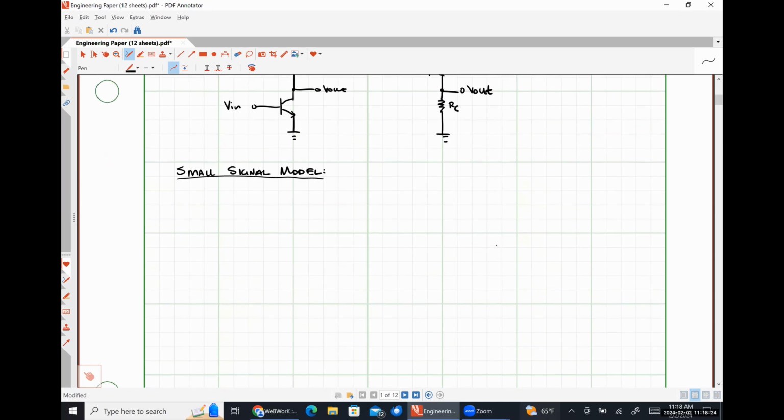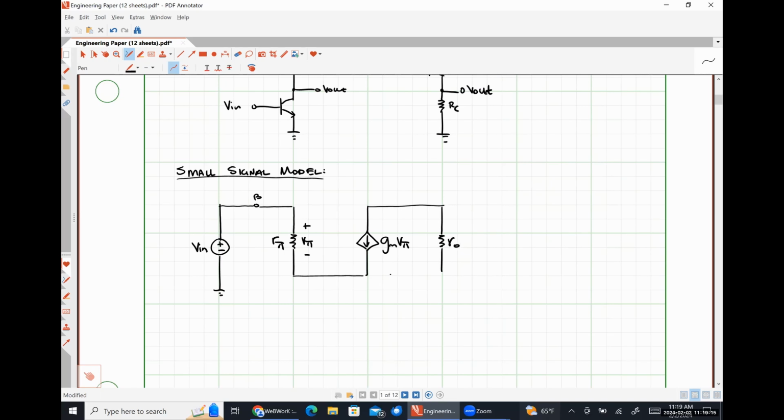What we should see is something like this. Here's my input signal VN, my base terminal. Here's my resistor R pi over which a voltage of V pi occurs. Here we have GMV pi. Because the early effect is included, we will now have this resistor R naught in play. Our emitter terminal is at AC ground.